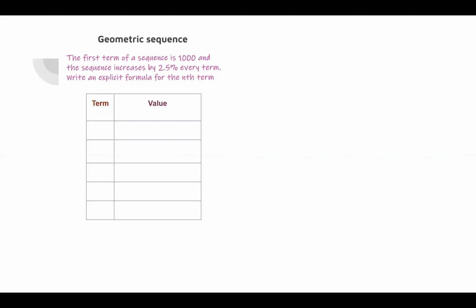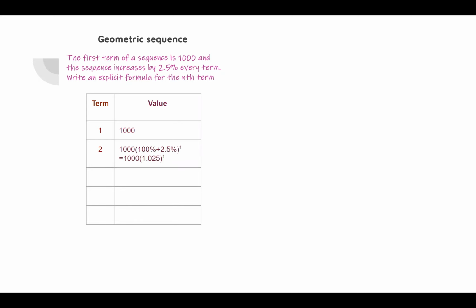Let's make a table of the terms and the values here. So as stated, the first term is 1000. Now the second term is 1000 that increases by 2.5%. And that would simply be 1000 times 100% plus 2.5%, because you have to add the 1000 to 2.5% of 1000. When you write those percentages as decimals and simplify, you get 1000 times 1.025 to the power 1.